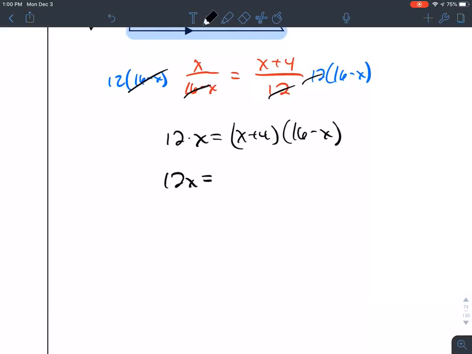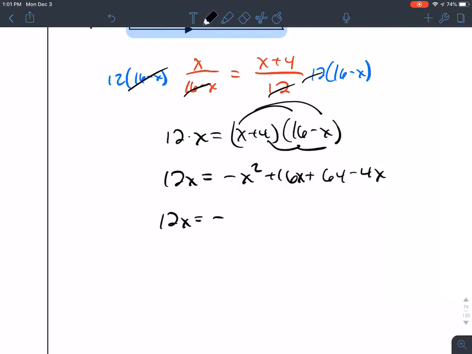It's going to give me 12x equals. I have to multiply the x times both of these terms. Got to multiply the 4 times both of these terms. If I combine like terms, I feel like I made a mistake here. Should be 16x. Yeah, forgot an x there. If we get all the terms on the same side, I want to get them on the left because I don't want things being negative. Let me first simplify the right side. 16x minus 4x is a 12x.